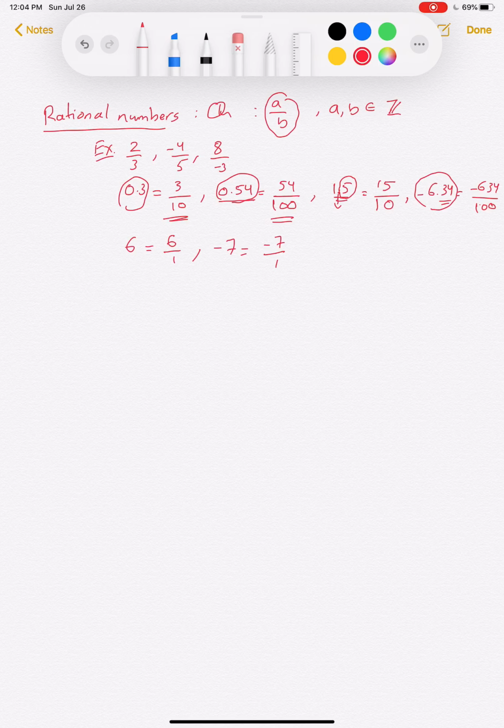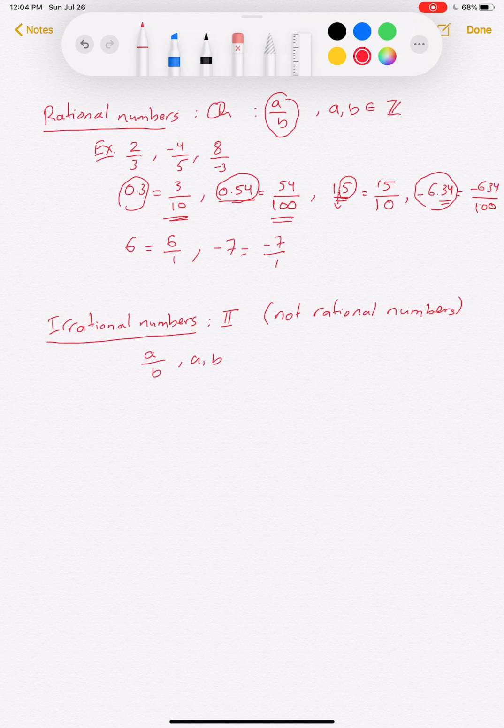Now the second set is the set of irrational numbers. Now we write it as I. So what are the irrational numbers? They are not rational numbers. What does that mean? It means that we can't write them as A over B, where A and B belong to Z. We can't write them.